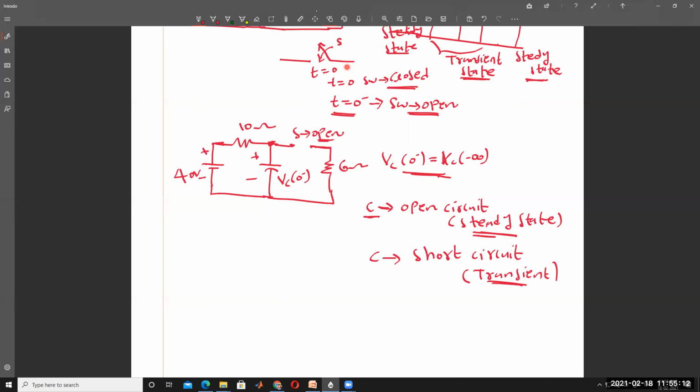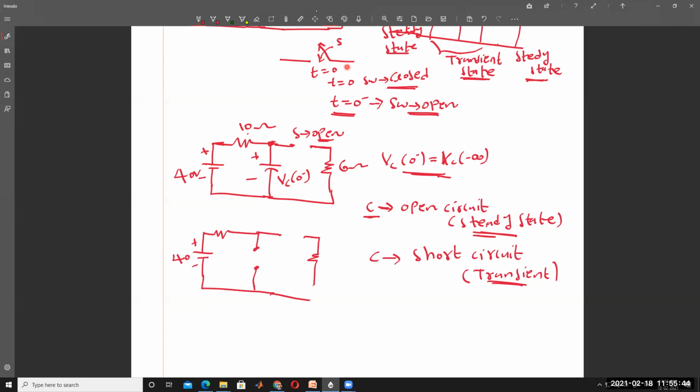Under open circuit condition, what is the current flowing through the 10 ohm resistor? It is 0 now, so the circuit is like this, with 40 volts. Under steady state condition, the capacitor will be acting as an open circuit.